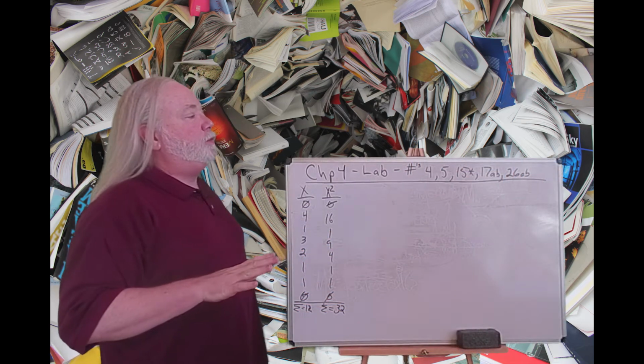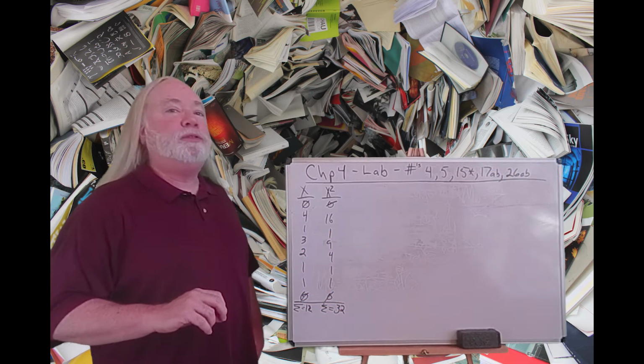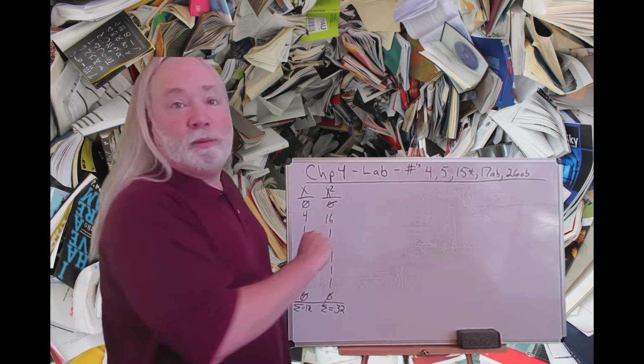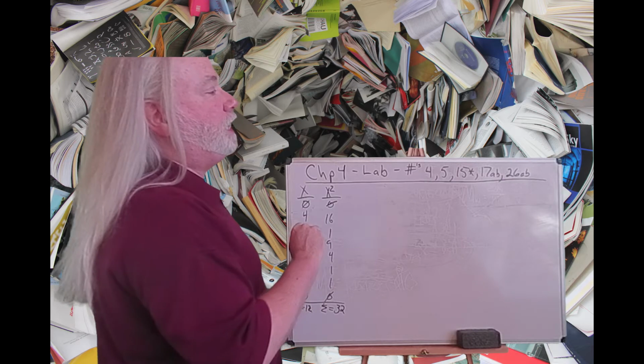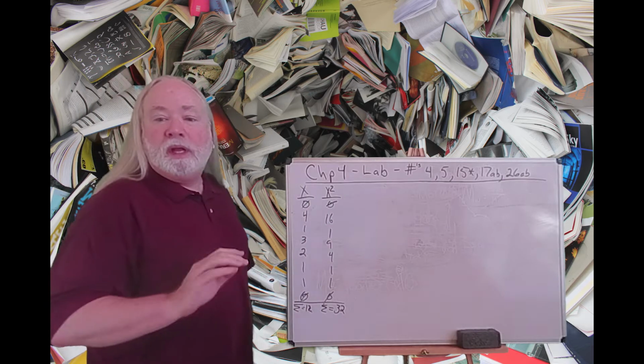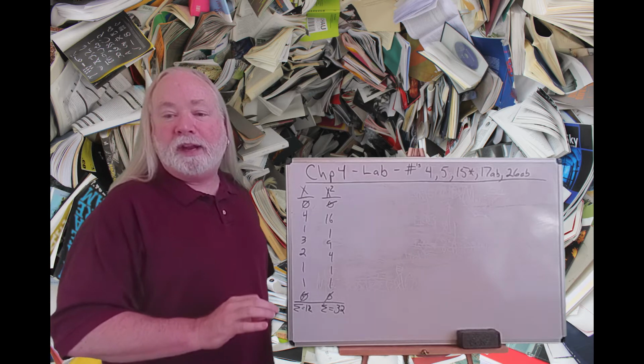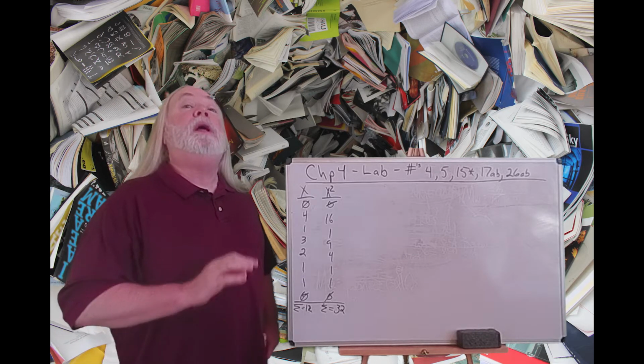All right, we're going to review the answers for the lab problems for Chapter 4. We had problems number 4, 5, 15 with some special instructions, 17A and B, 26A and B. Question 4 says, is it possible to obtain a negative value for variance or standard deviation?